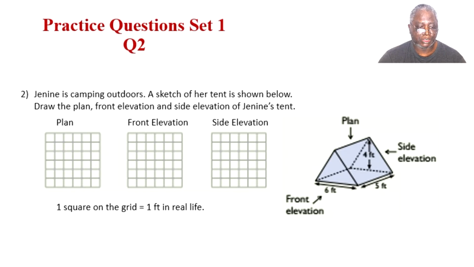Question 2. Janine is camping outside. A sketch of a tent is shown below. Draw the plan, front elevation and side elevation of Janine's tent. Again, 1 square on the grid is equal to 1 foot in real life, and the specifications are there. You see the side elevation, you see the height of the triangles is 4 feet, the tent is 6 feet wide and 5 feet long.